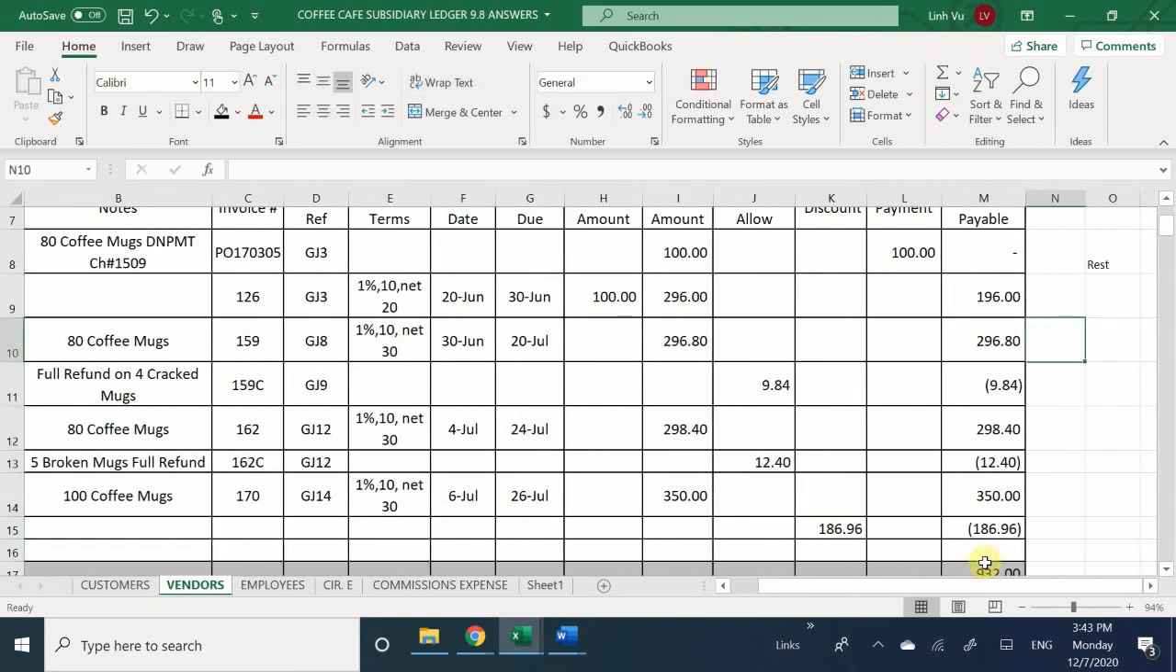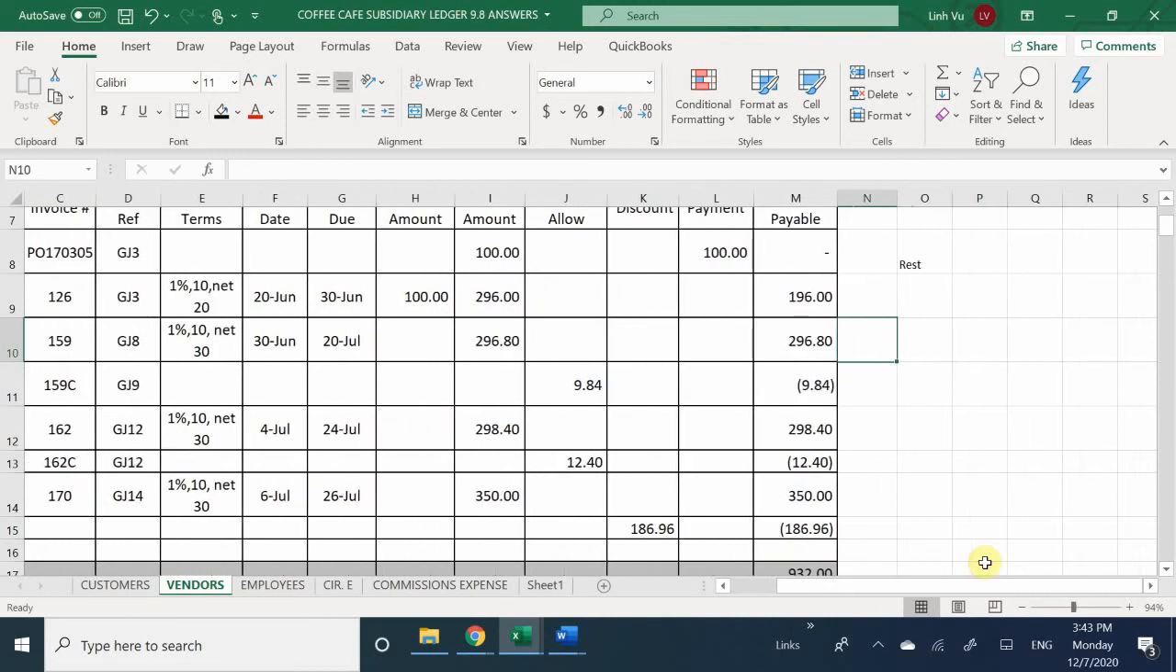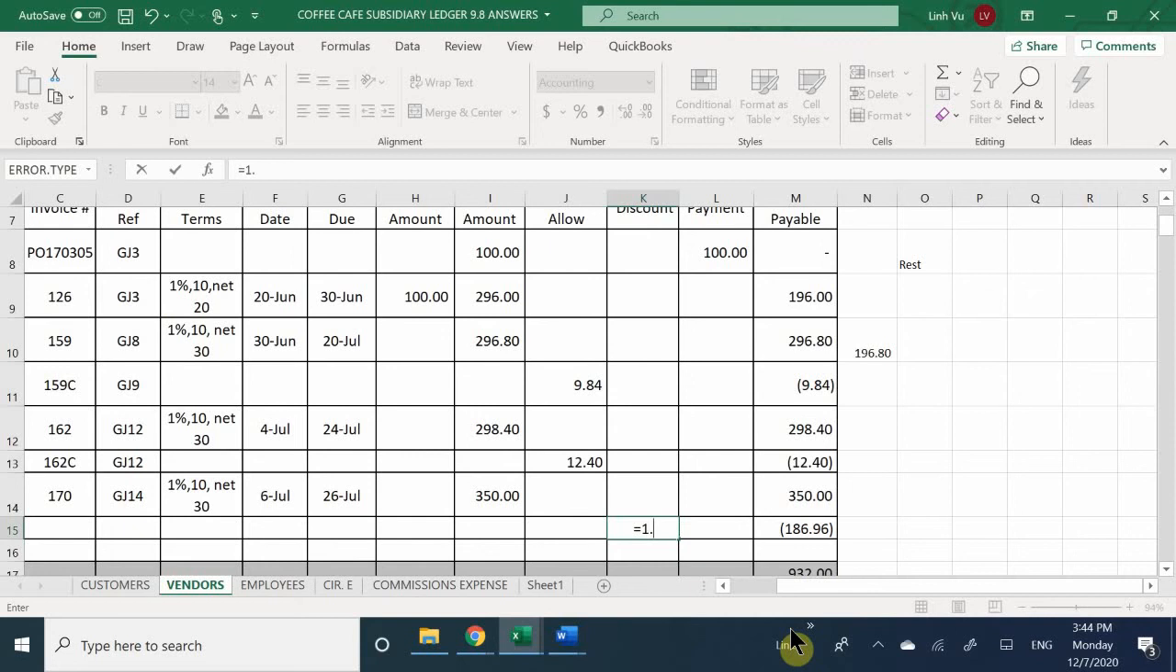Okay, here. Let's start from the beginning. Your total amount that you owe is $296.80. You need to subtract the $100 of freight out first. Well, here, I just came up with the amount of $1.87. Is that correct? Yes, the discount is $1.87. Okay.